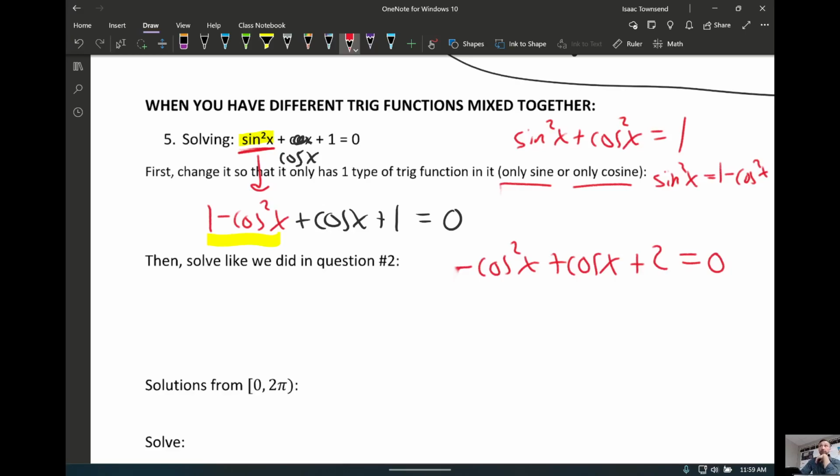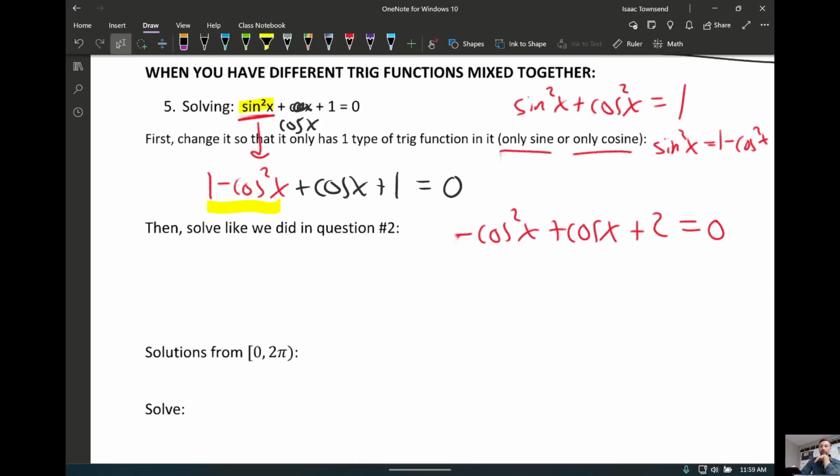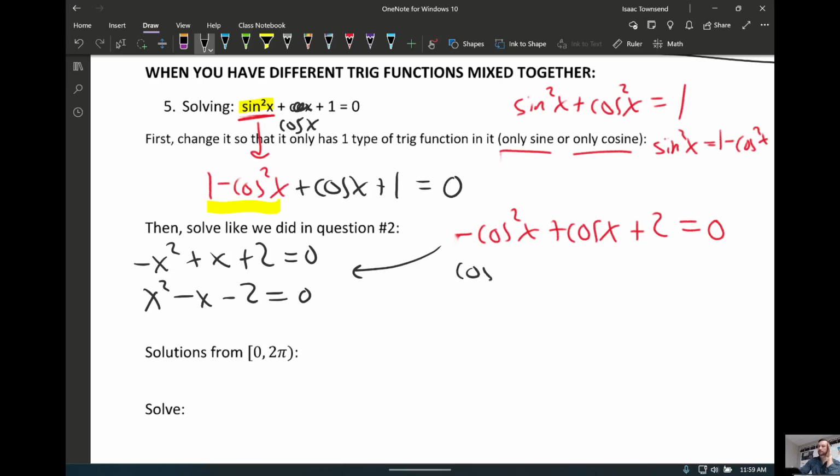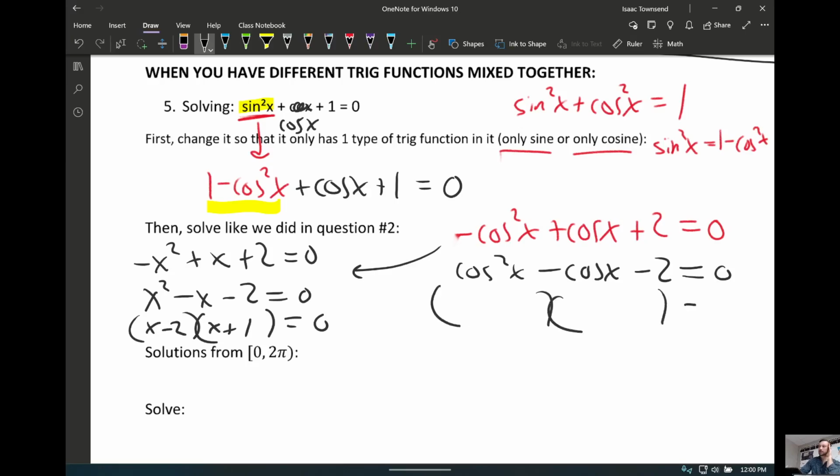If this intimidates you, just like I did for you on the first 4 questions, there's nobody stopping you from just sidebarring real quick and changing all the cosine x's into just x's and asking yourself, how would you do this? I think most of you would probably multiply everything by a -1. So that's fine over here as well. Then most of you would go about factoring. So same thing here. If it's an x minus 2, this should be a cosine x minus 2. If this is an x plus 1, this should be a cosine x plus 1.